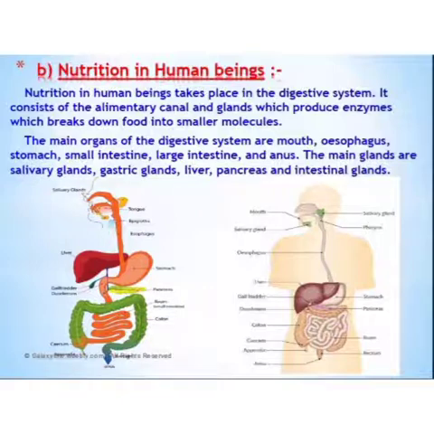Nutrition in human beings. Nutrition in human beings takes place in the digestive system. It consists of the alimentary canal and glands which produce enzymes that break down food into smaller molecules. The main organs of the digestive system are mouth, esophagus, stomach, small intestine, large intestine and anus. The main glands are salivary glands, gastric glands, liver, pancreas and intestinal glands.